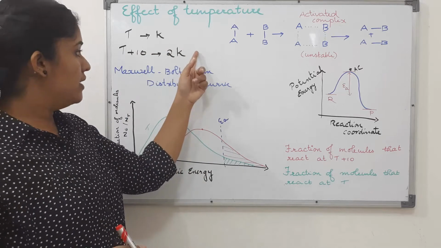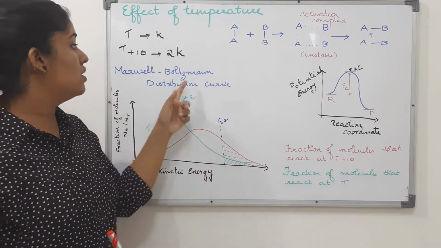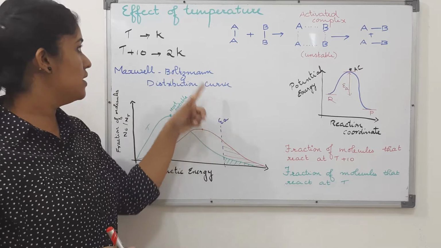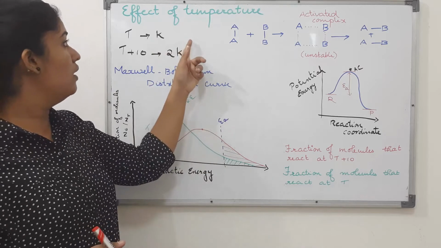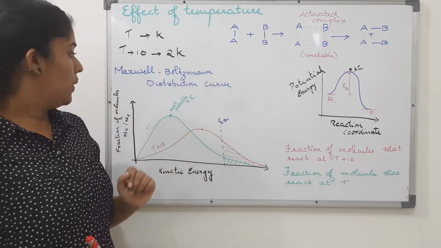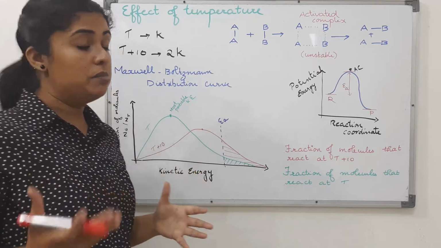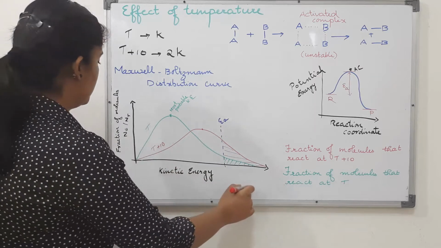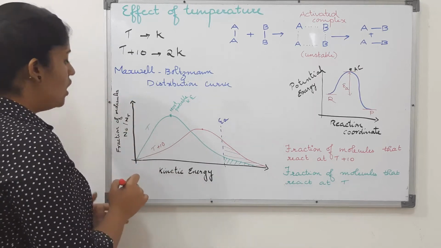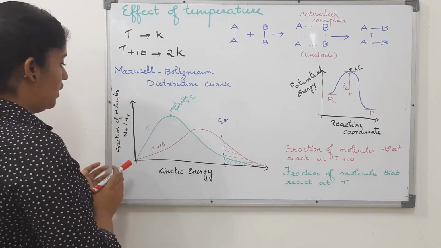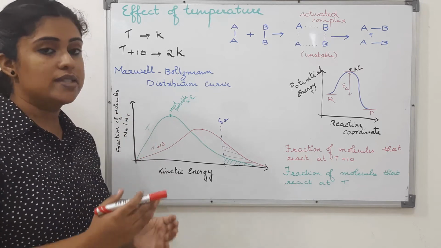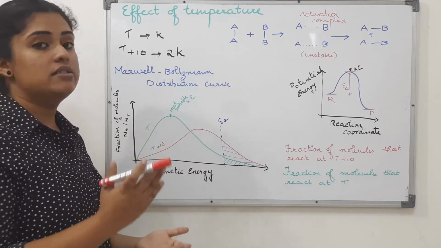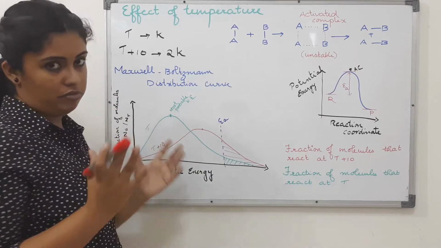Now, to prove this, he used the Maxwell Boltzmann distribution curve, and using this he was able to explain this particular effect of temperature. Okay. Now, what is the Maxwell Boltzmann distribution curve? It's a graph that you see here between kinetic energy and the fraction of molecules. The fraction of molecules is the number of molecules at a particular energy E divided by the total number of molecules.